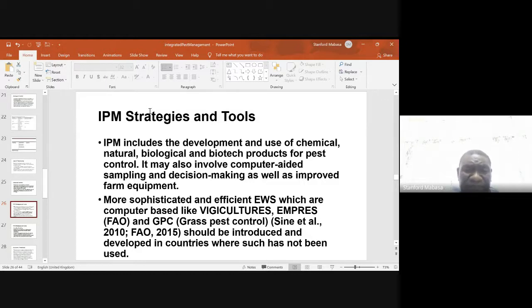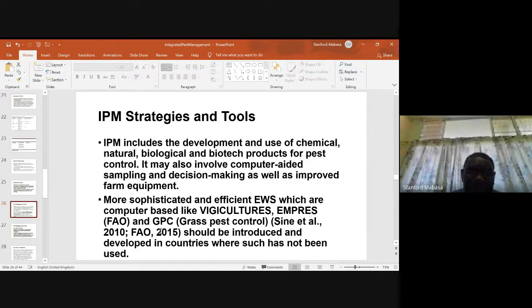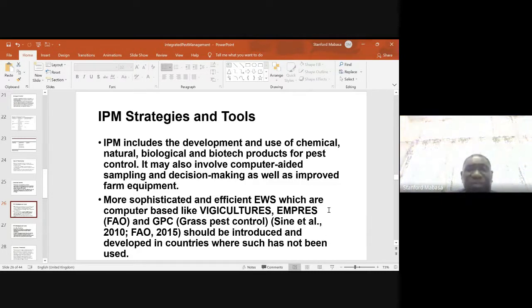Now we have got some of the programs which are quite sophisticated, which have been developed for pest control. For example, we've got these VG cultures, Empress, which were developed by FAO. We have got the GPS, which is grass pest control, also developed by FAO. Now, these strategies can also be introduced to developing countries.